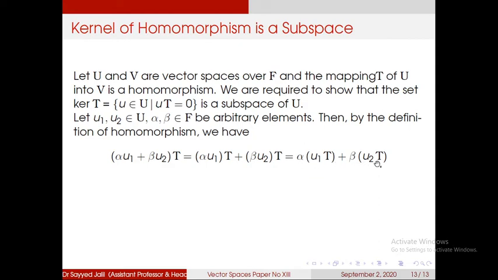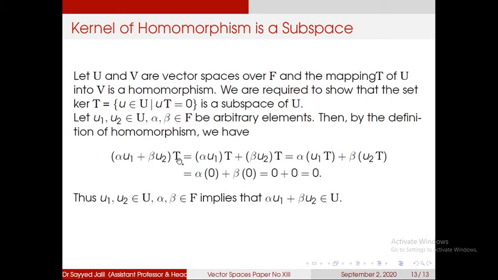beta times T of u2. Since u1 and u2 are members of the kernel of T, their images are 0. So alpha times 0, and beta times 0, and 0 plus 0 is again 0. So we have shown that T of their linear combination is 0, which means this linear combination is a member of the kernel of T. So we have shown that the kernel of T is a subspace of V, that is, the kernel is a subspace of the domain. Okay.